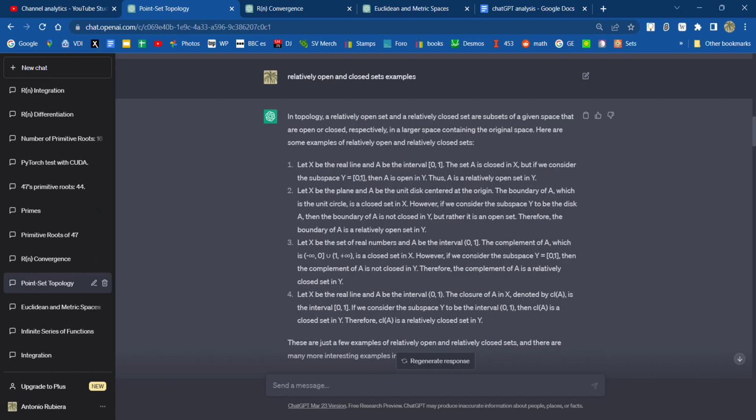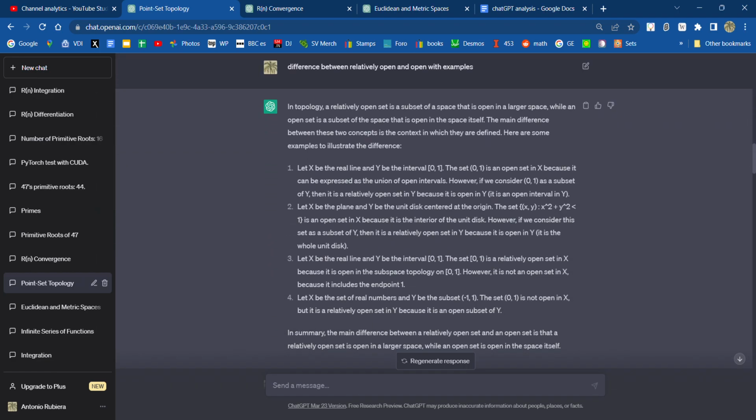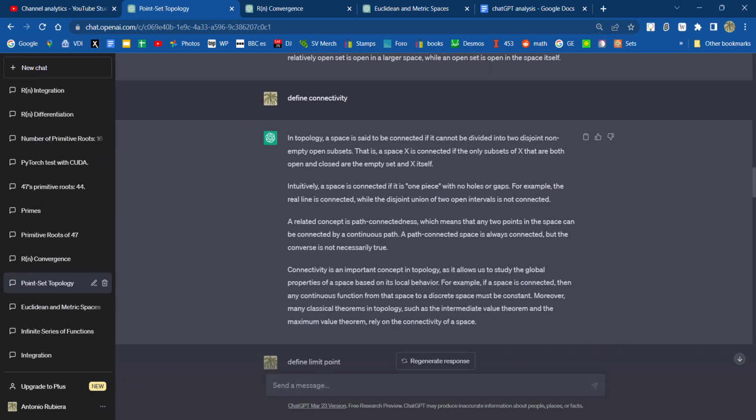I don't really understand that. I'll have to come back to that. If it's correct, then I don't understand it. So I've got to come back to this concept. I'll go through the first one: X is the real line, Y is 0 to 1 closed. Then the open set in X is a union of open intervals. But if we consider (0, 1) as a subset of Y, which it is, it just excludes the endpoints, it's relatively open in Y because it is open in Y. Okay, that I get. I'll have to come back to these concepts for sure.